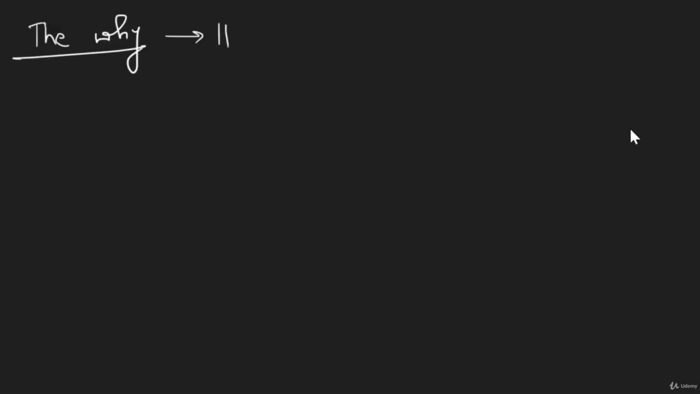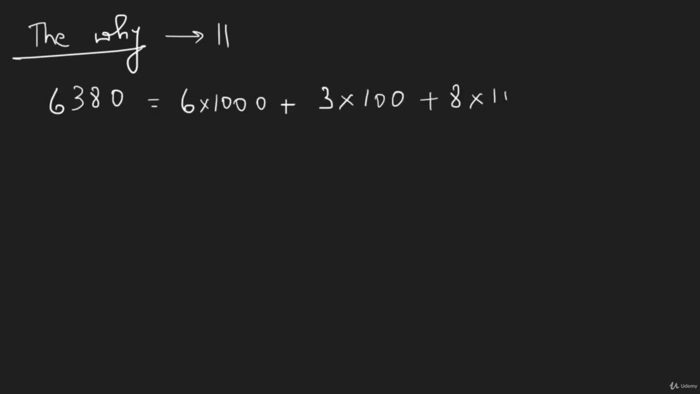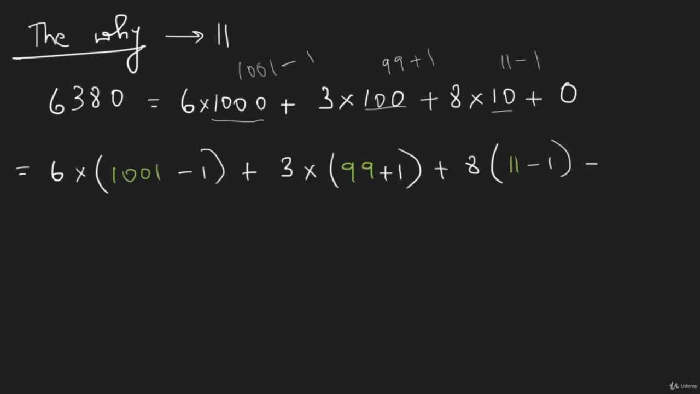Let's learn the reason behind the technique which we learned for checking the divisibility by 11. Let's take the number 6380 and write its expanded form. So I have 6 into 1000 plus 3 into 100 plus 8 into 10 plus 0. Now I can write 1000 as 1001 minus 1, right? And I can write 100 as 99 plus 1. I can write 10 as 11 minus 1. Let me implement that. So this becomes 6 into 1001 minus 1, plus 3 into 99 plus 1, plus 8 into 11 minus 1, plus 0.